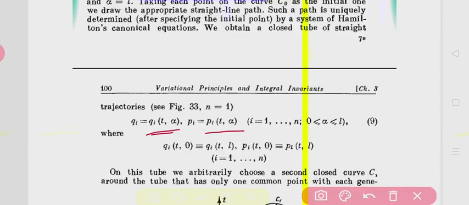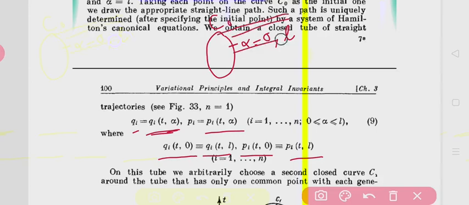And at C naught, when we were talking about C naught, the value of the curve at alpha equal to 0 and alpha equal to L was the same. So that means qi at 0 and qi at L will be the same. That value will be the same actually, and pi at 0 and pi at L will also be equivalent. Okay. So after this we have obtained a tube.